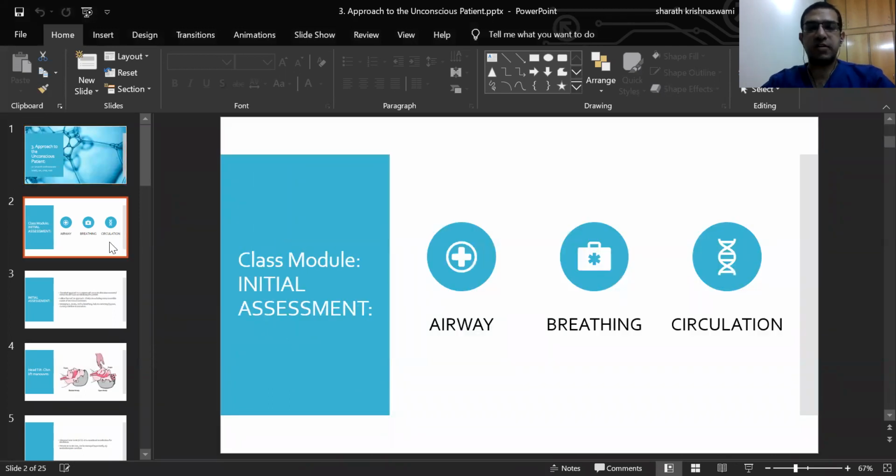This class module will cover the following steps. It will cover what the airway is all about, how to make sure that the airway is patent while you approach the patient. It also tells you about how to establish breathing in a patient who cannot breathe by his or her own self. It will also tell you how to establish circulation in case the circulation of the patient has been stopped.